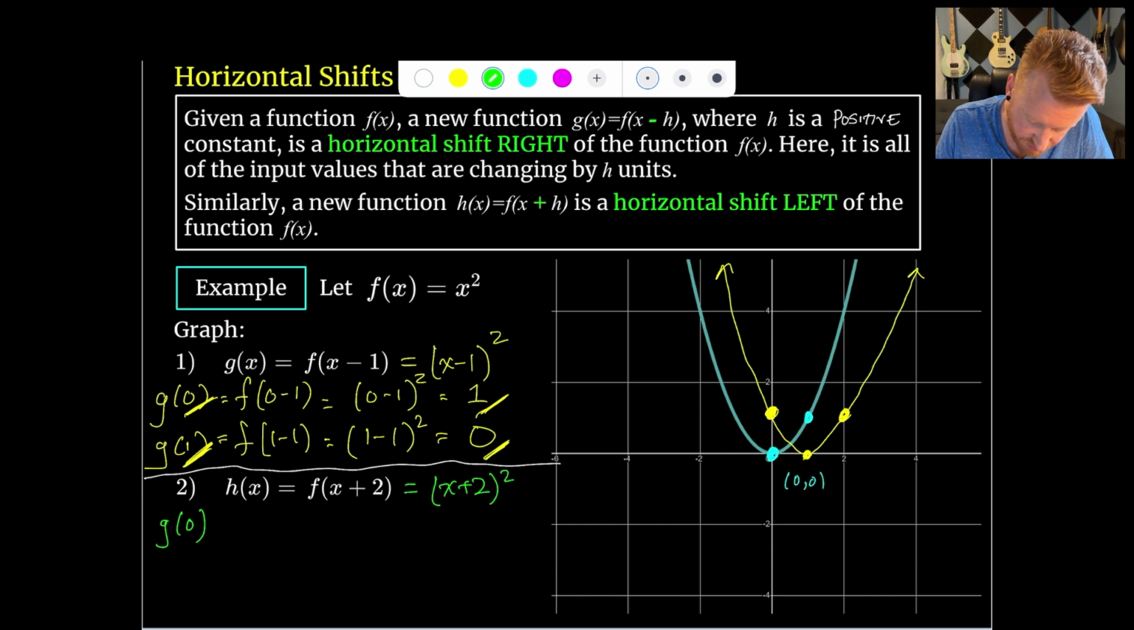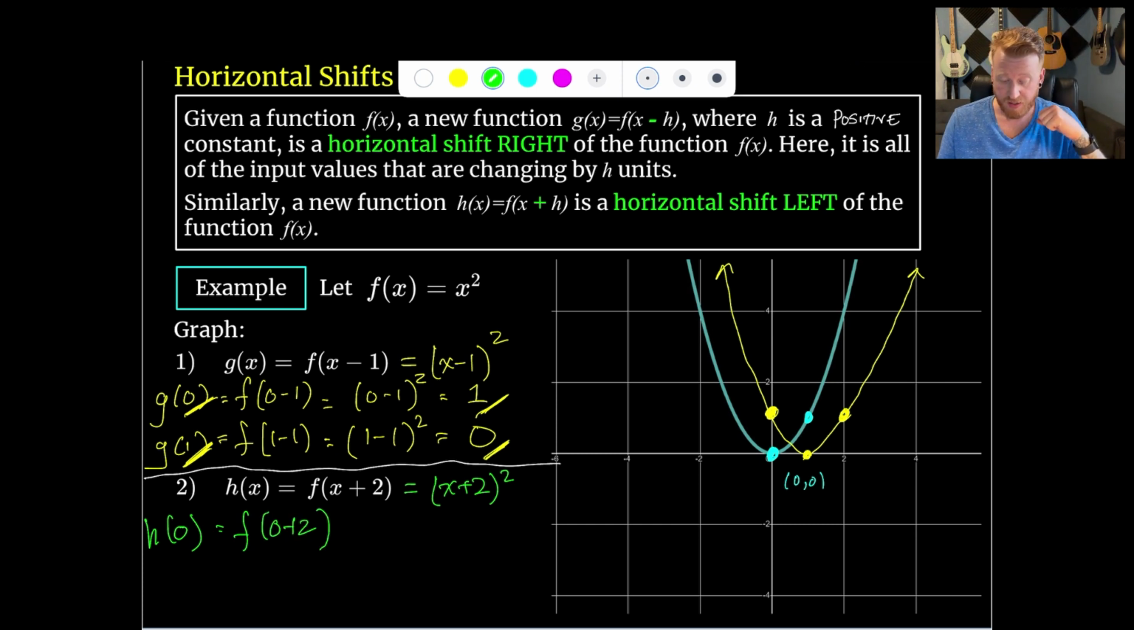So if I plug in g of 0, or I'm sorry, I want to do h of 0 in this case. I've changed my function names. Well, this is going to be the same as f of 0 plus 2. So this should give us the same output as f of 2. h of 0 and f of 2 should be exactly the same.